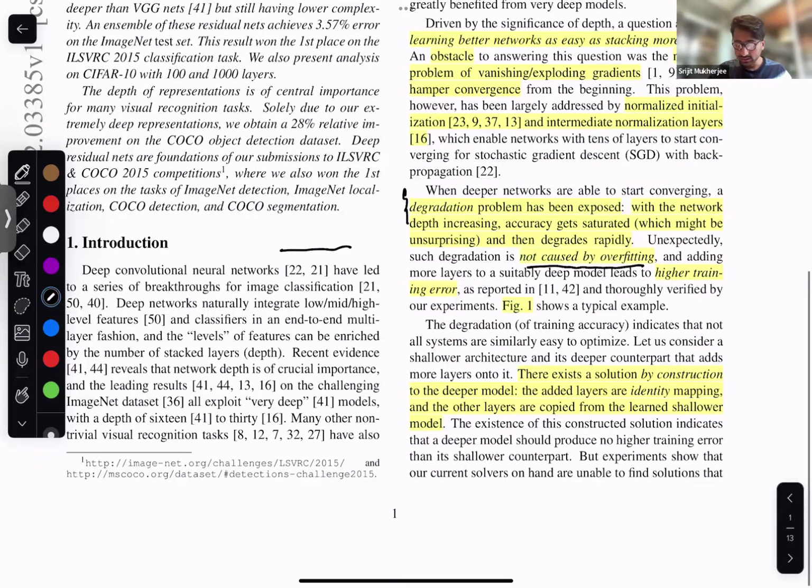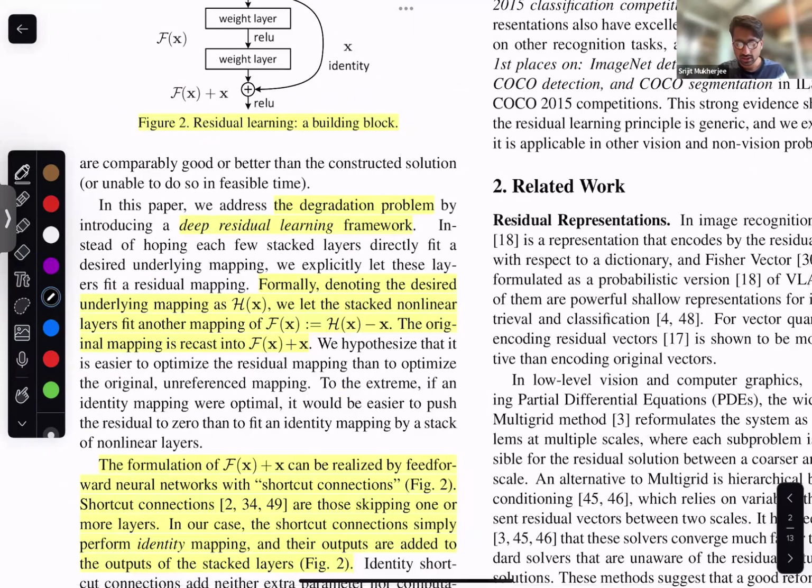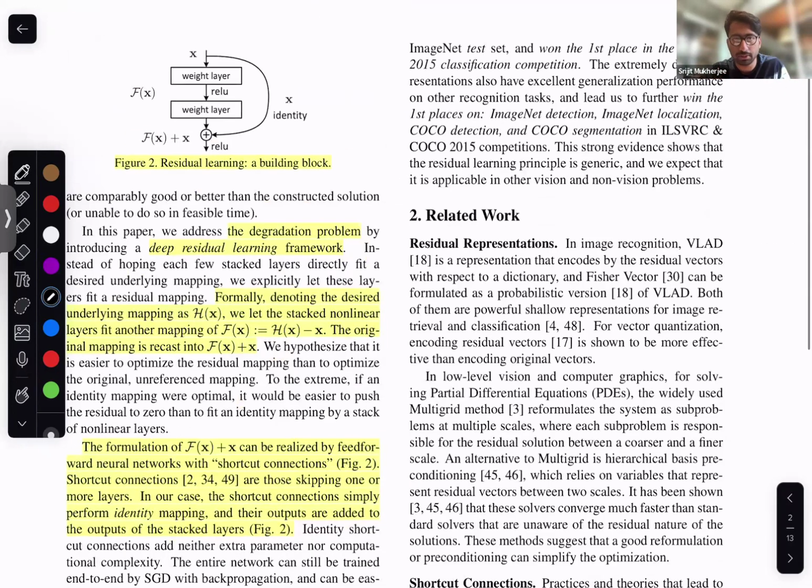But the interesting question that comes up is why this is happening, and they investigate this factor and think that it is something called the degradation problem. What is happening? I believe this is the most important part of the paper, the conceptual part, which I think people may miss.